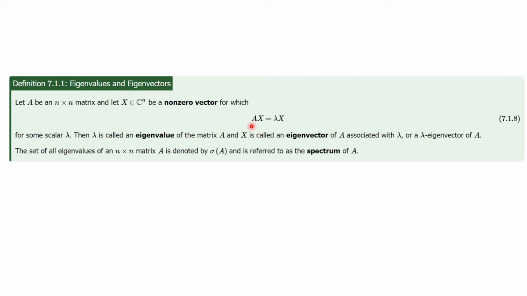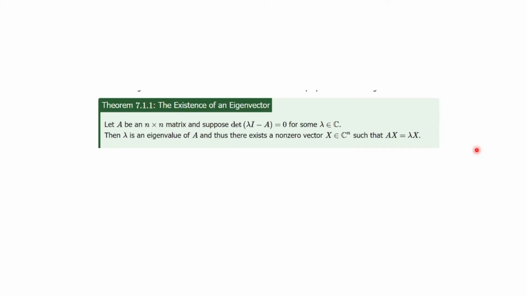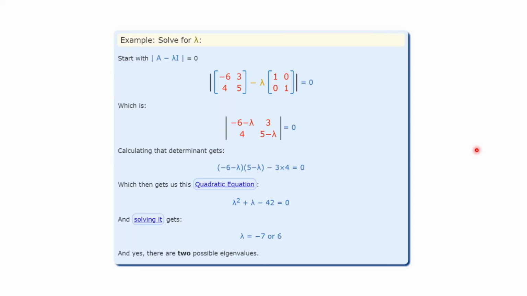So if we have a format of Ax equal to lambda x, where lambda is a scalar, then lambda is called the eigenvalue of the matrix A, and x is called the eigenvector of A associated with lambda. For the existence of an eigenvector, the determinant of lambda I minus A is equal to 0, then we know that there is an eigenvector.